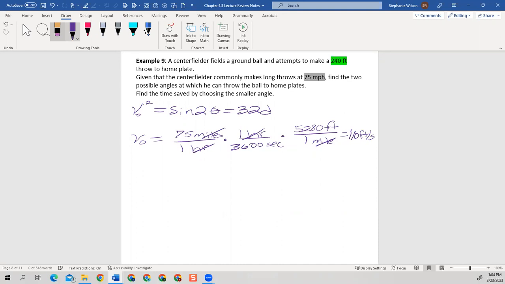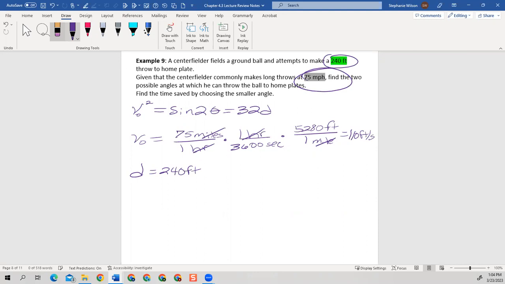Now, I've got 110 feet per second. It says that we have a distance of 240 feet here. It was given to us. The 75 was given to us. The rest is what we know. So now let's finish up.